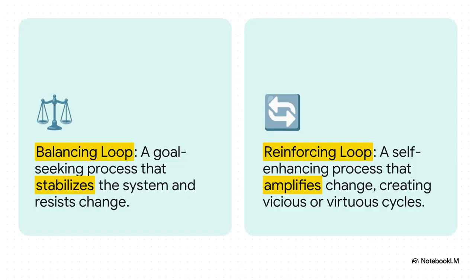See, these parts don't just exist, they talk to each other through what we call feedback loops. There are two main kinds. A balancing loop is all about stability. It's goal-seeking. It's you, with your hand on the faucet, trying to get the water level just right. But then you have the reinforcing loop. This one amplifies things. It's a runaway process.